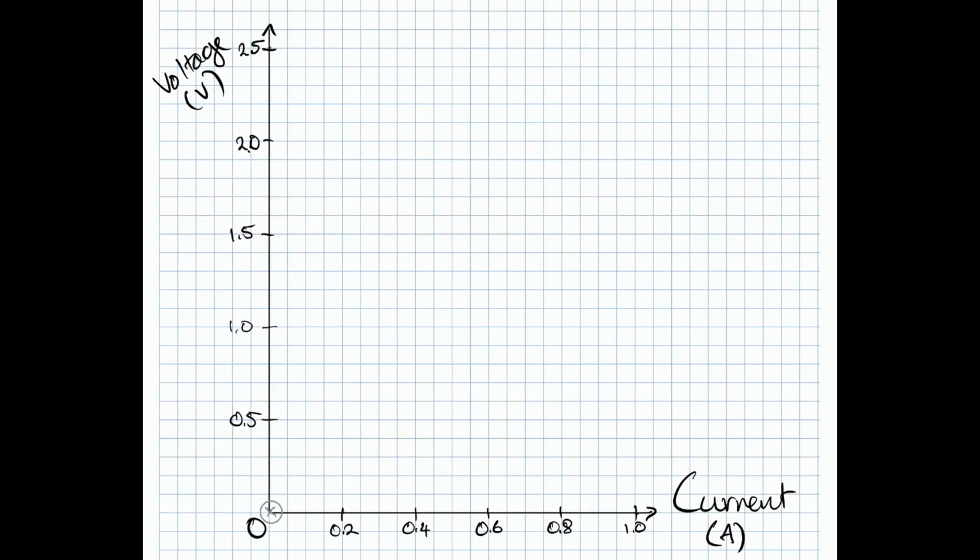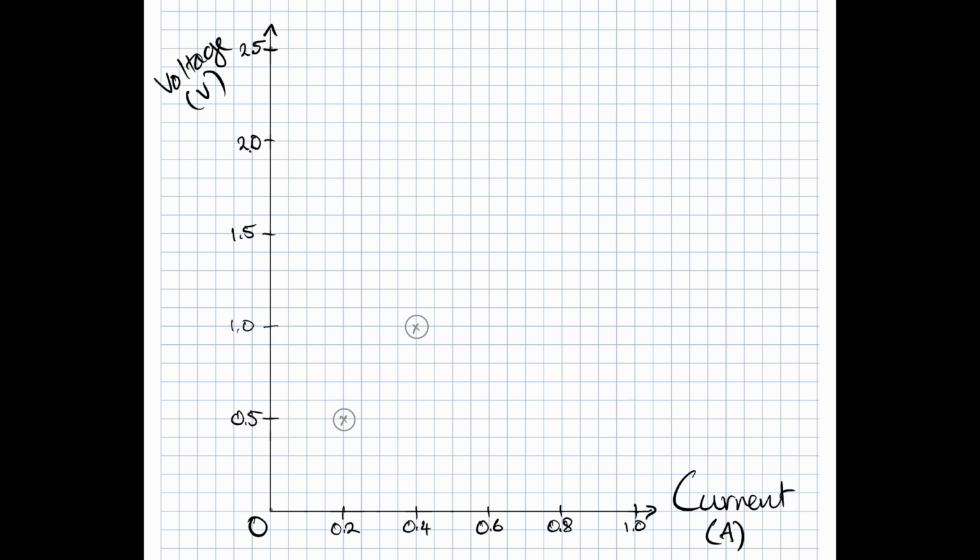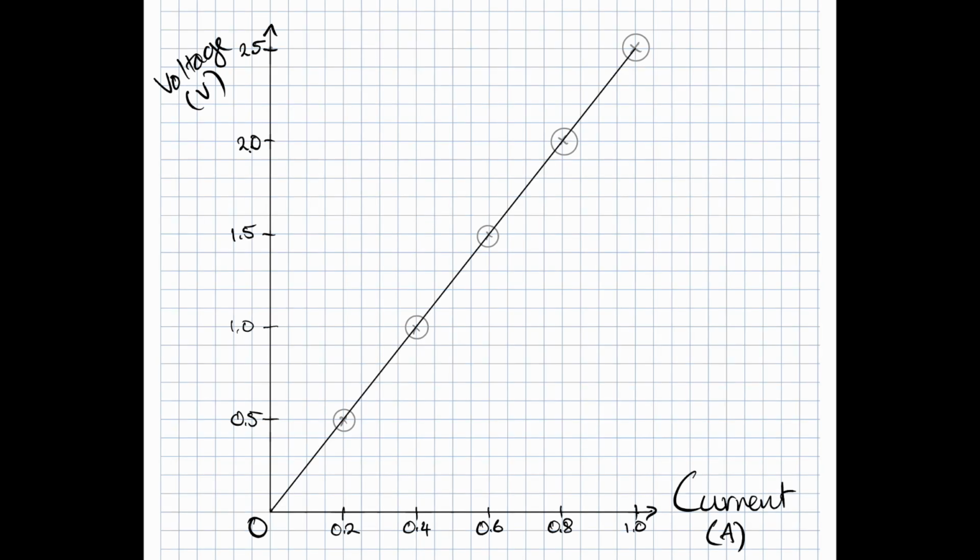After that, plot your first point. That's at 0. The next one is at 0.2 and 0.5 on the x and y axis respectively. Then at 0.5 amps and 1 volt. Next, 0.6 and 1.5 volts. Then 0.8 and 2 volts and 1 and 2.5 volts. Afterwards, make sure you draw your line of best fit and make sure it goes through the origin.